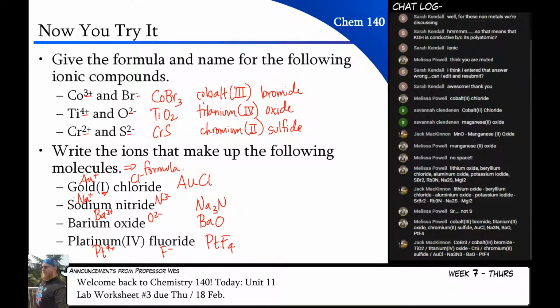Remember that you need to be able to identify what the ions that form are. This was covered in Unit 9. And then how to make the ionic compound, that's also Unit 9. All right, we are due for a break.